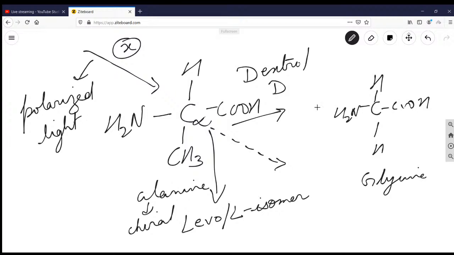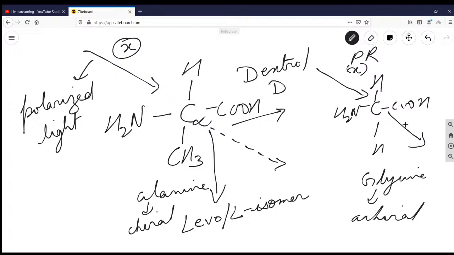Whereas if the same polarized light, having vibration in only the x-axis, is passed through glycine, which is an achiral molecule, because all four groups are not different, it will pass through in the same direction. It will not rotate, because this molecule cannot rotate the plane polarized light to the left or right. That is why this molecule is achiral. It will not generate stereoisomers, whereas here it is generating stereoisomers. Now how will you say whether it is D or L?